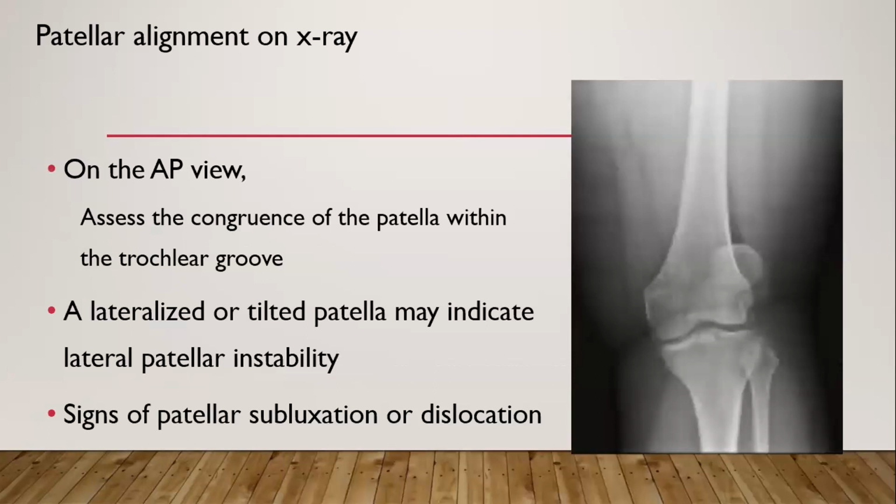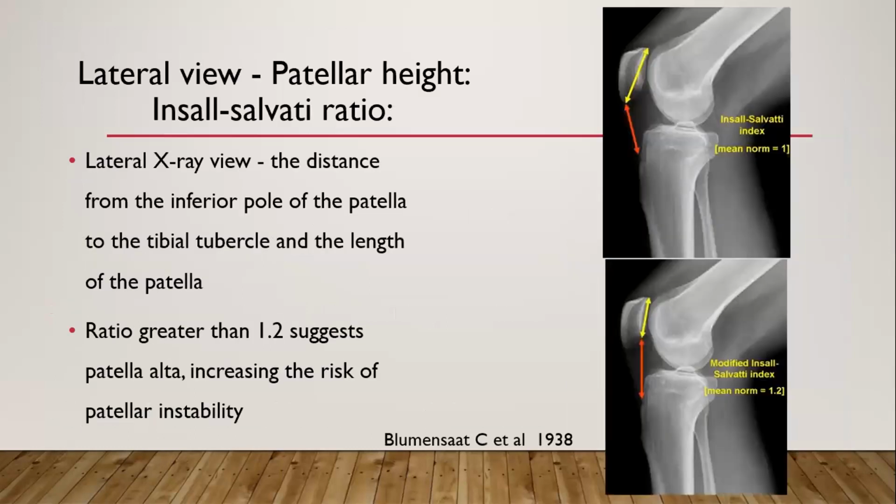On AP view, we can assess the congruence of the patella within the trochlear groove, and a lateralized or tilted patella may indicate lateral patellar instability. It also gives signs of patellar subluxation or dislocation. In the lateral view, patellar height can be assessed.